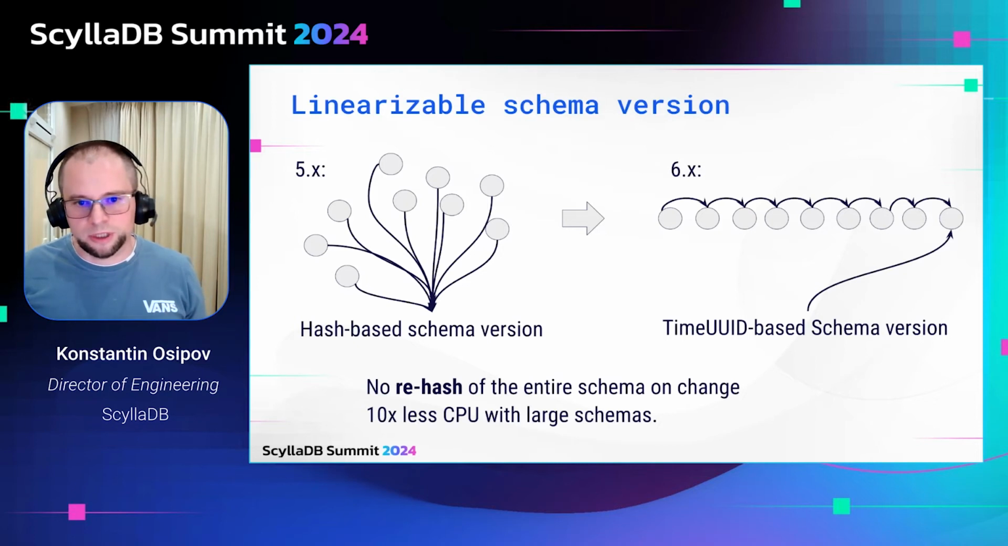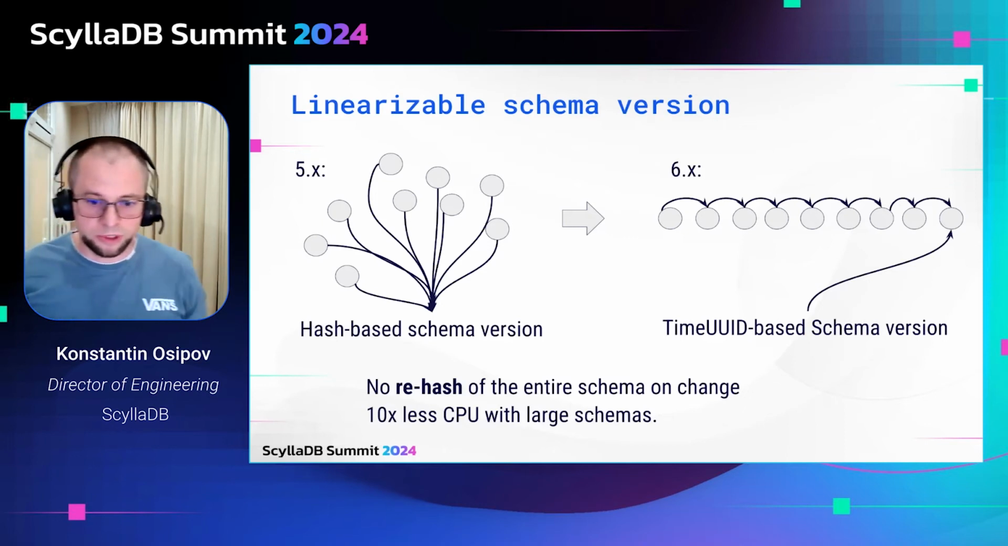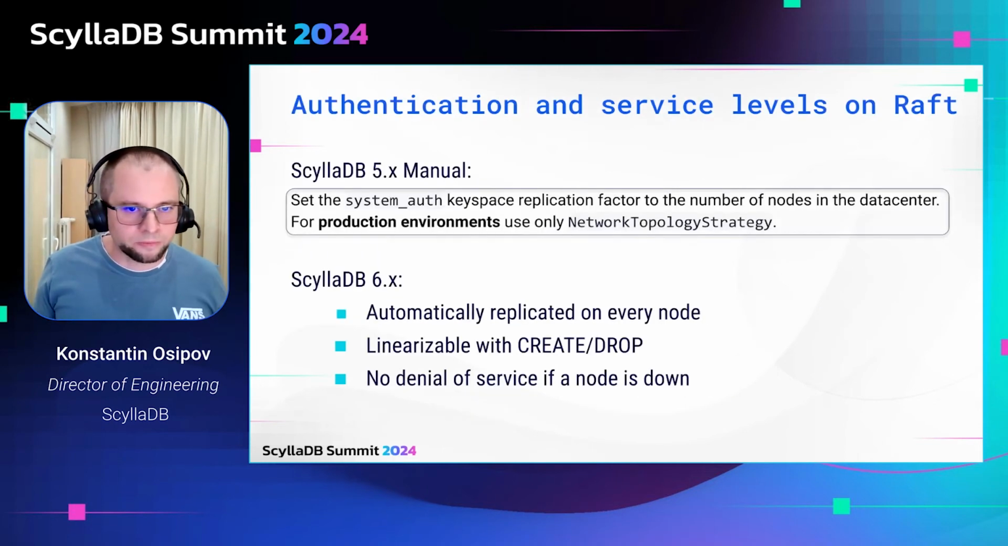And since now schema changes are linearized, we can use a timestamp, a time UUID, a monotonically growing identifier to identify the schema, which is much faster and allowed us to increase the performance of schema changes like tenfold on large clusters. Most importantly, it's not quadratic anymore. Previously, it had to go over all of the data. Now it just needs to look at one previous identifier.